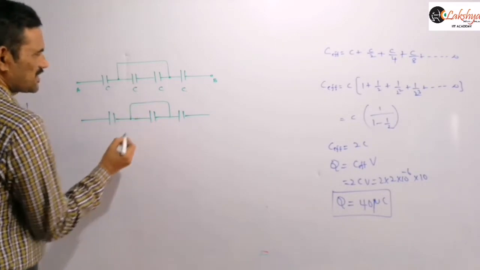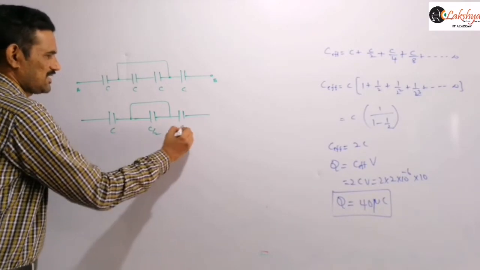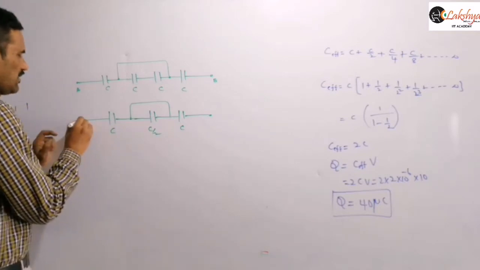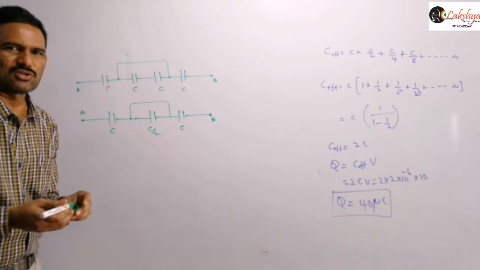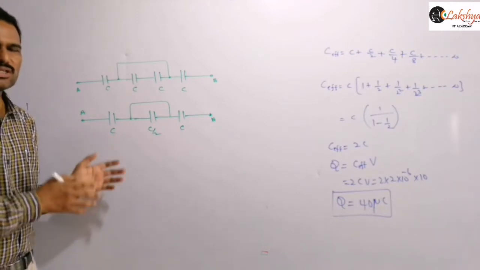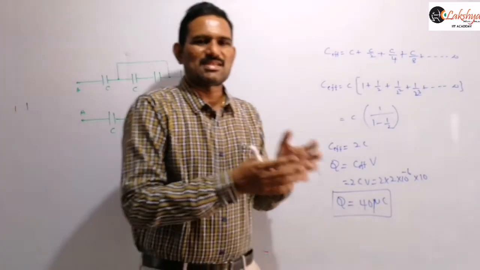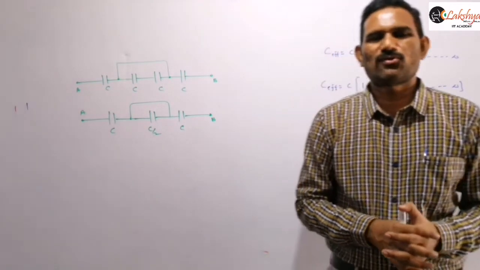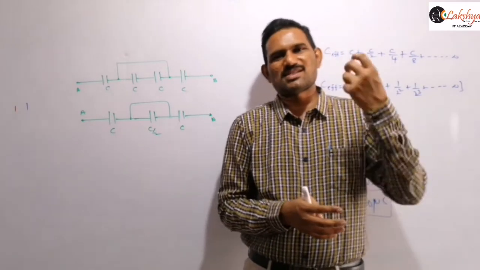Now these two capacitors are in series, and I am replacing them by C by 2. Then this is C and this is C. Clear? Now you can observe that the potential difference across this capacitor is 0. When the potential difference across a capacitor is 0, even though the capacitor is connected, it doesn't store any charge because Q is equal to CV. The capacitor does not store any charge, which means it is ineffective.